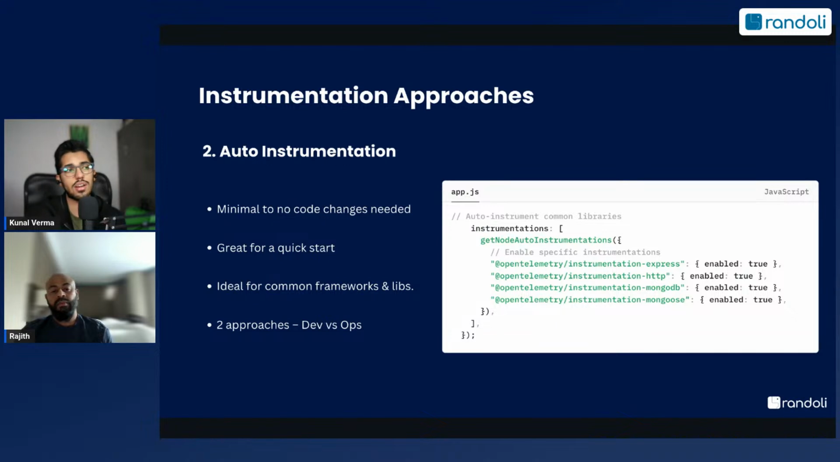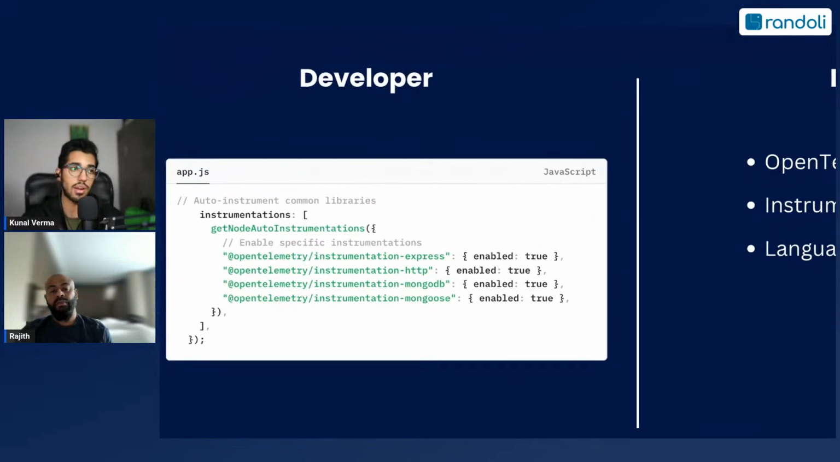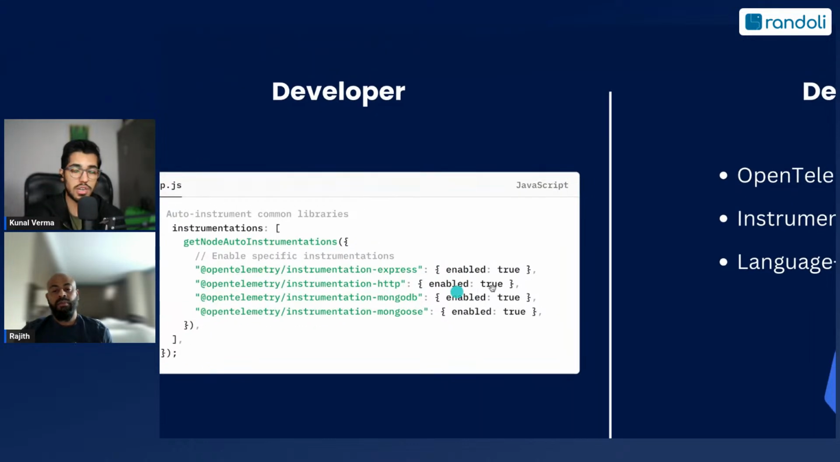But one thing to understand here is that auto instrumentation is different depending on who you are. This is really important to understand for everyone who's watching the webinar right now. If you are a developer, you'll do auto instrumentation using the common libraries. You'll change the code, you'll add these libraries, and that's the way for you to do auto instrumentation of your application. But let us say you're a DevOps engineer and you don't want to touch the code at all. What are the options for you to do auto instrumentation?